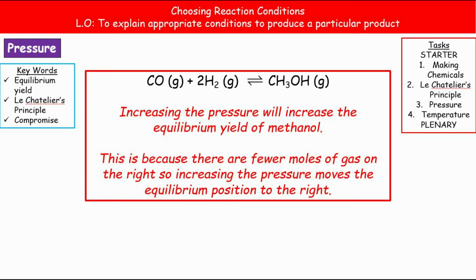Now, obviously our explanation is just the fact that because we've got fewer moles of gas on the right, then increasing the pressure moves the equilibrium position to the right. So hopefully there you can see how those rules we learnt last lesson are now just coming into play when we want to make a chemical product. Because if we want to make lots of methanol, then we'll be thinking, well, one way we can do this is by increasing the pressure, because by shifting the equilibrium position to the right, that means we're going to produce more methanol in that reaction.